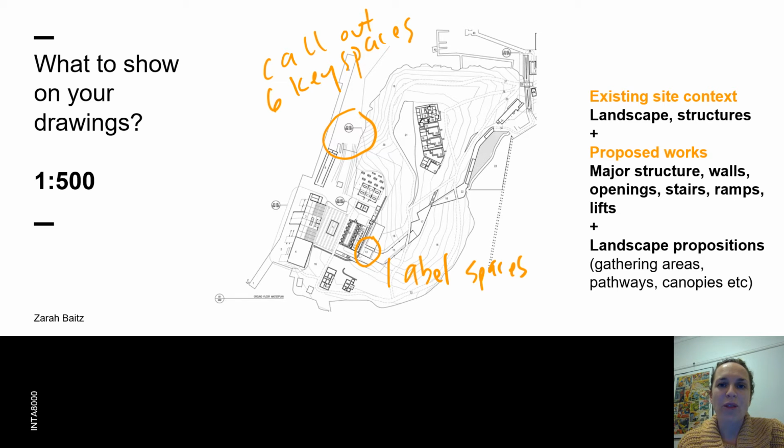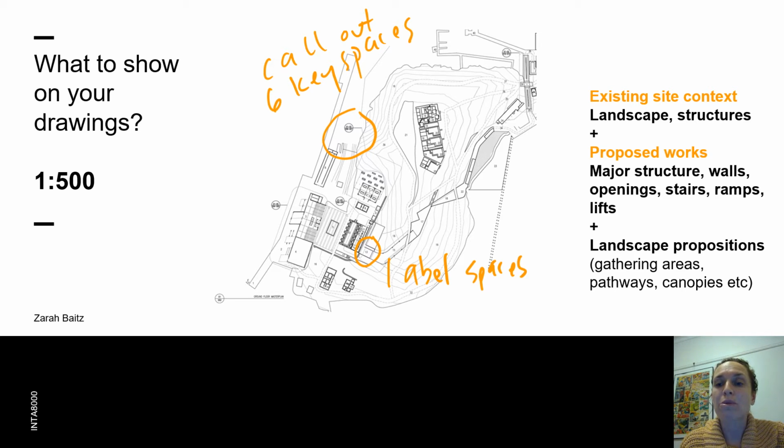What to show on the 1 to 500 drawing. So if we have a look at Zara Bates' example here, we can see that first of all we need to show the existing site context. So we're just looking at the headland itself. This means showing landscape via terrain and contours. You'll see shown in a kind of light grey colour here, as well as existing built structures. This will include the buildings themselves, as well as roads and other pieces of infrastructure.